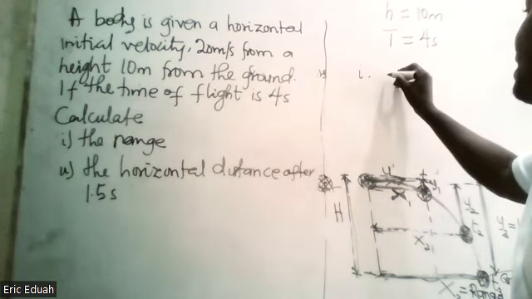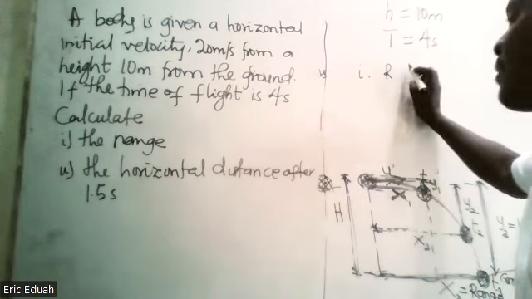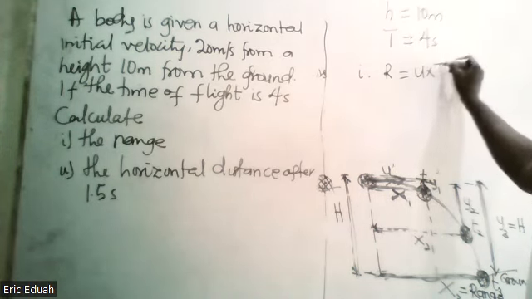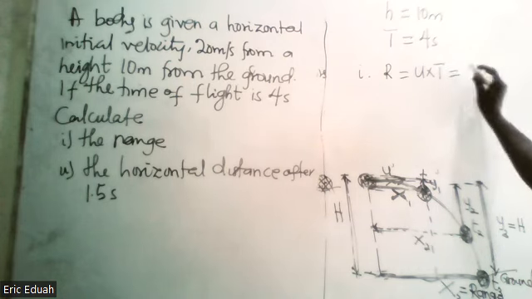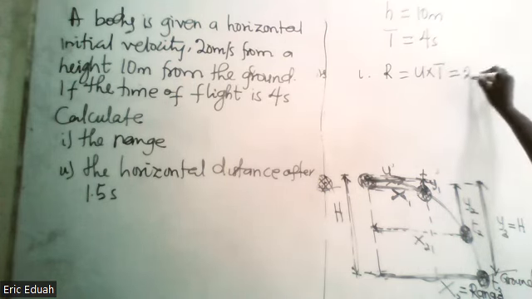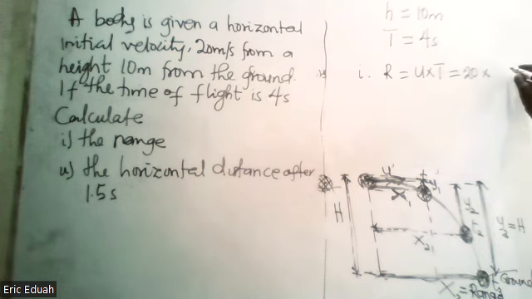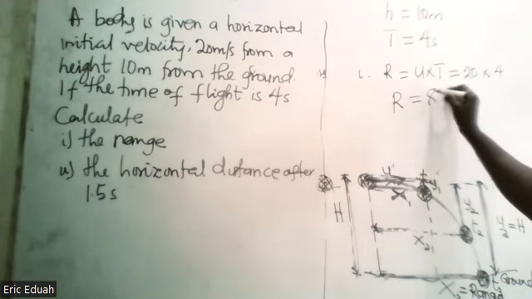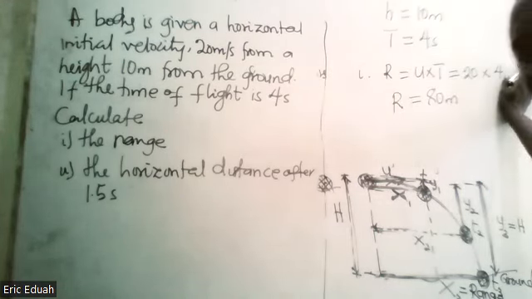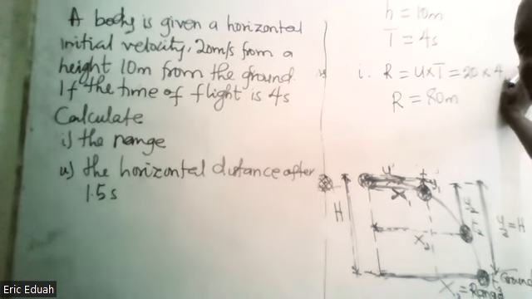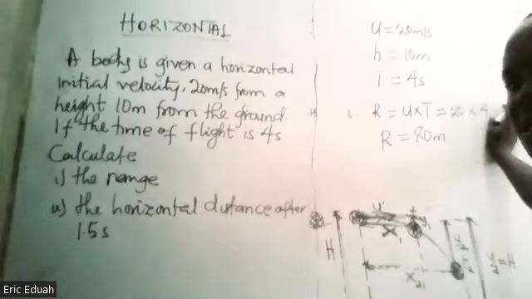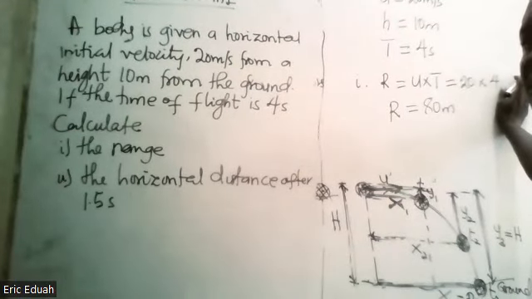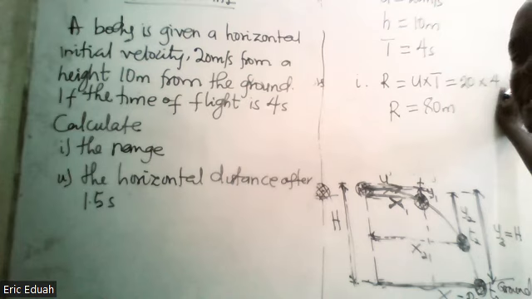The range R is equal to U times the time of flight. So here, once we have U to be 20 and the time of flight to be 4, the range would be equal to 80 meters. What it means is that when the body is fired with that initial velocity horizontally, it will travel a horizontal distance of 80 meters. Please, are we okay?